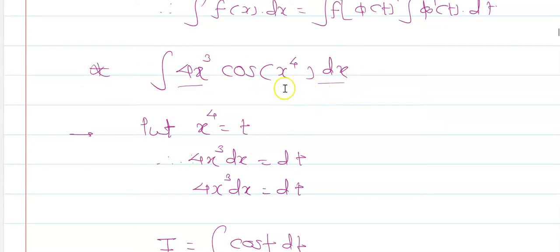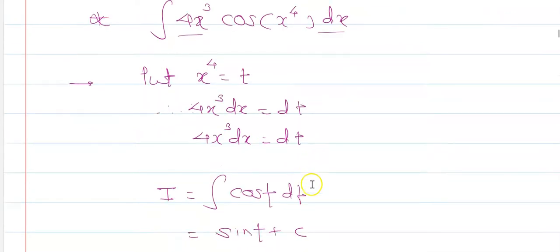Now here, usually there is a function and its derivative is also present. Here the function is x raised to 4 and its derivative is 4x cube. Therefore I always say that the function is present and its derivative is also present. Therefore put x raised to 4 is equal to t. Its derivative: 4x cube into dx is equal to dt. Here is 4x cube, here is dx, and we replace 4x cube into dx by dt. And therefore our integral changes to I is equal to the integral of cos of t into dt.